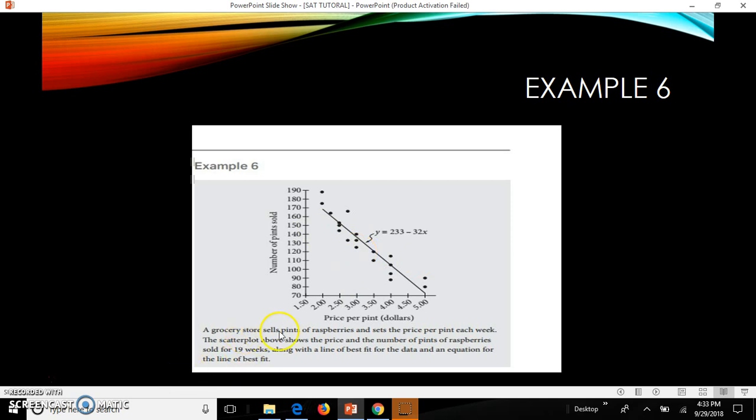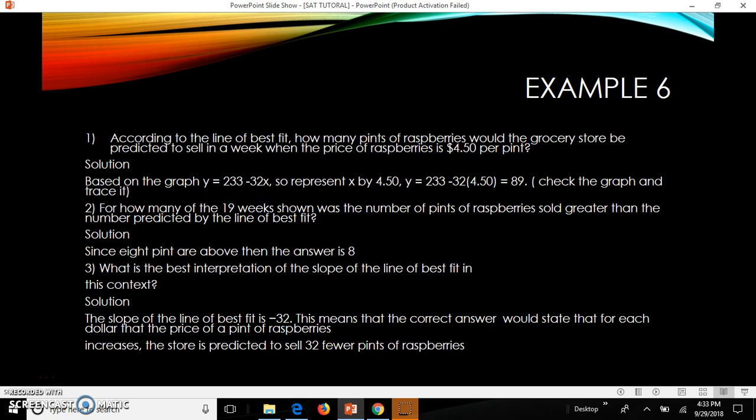Now look at this graph. It says a grocery store sells pints of raspberry and sets the price per pint each week. The scatter plot above shows the price and the number of pints of raspberry sold for 19 weeks, along with a line of best fit for the data and an equation for the line of best fit. So look at y equals 233 minus 32x. This looks like the equation of the line I used to tell you about in my previous videos. So let's see the question. According to the line of best fit, how many pints of raspberry would the grocery store be predicted to sell in a week when the price of raspberry is 4.50 per pint?